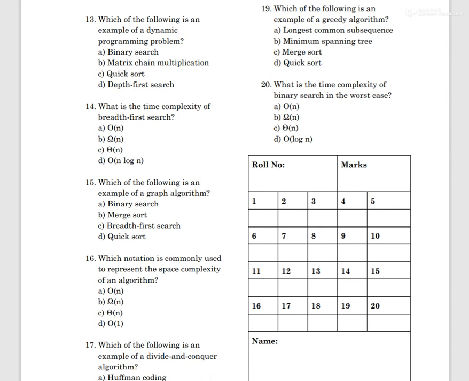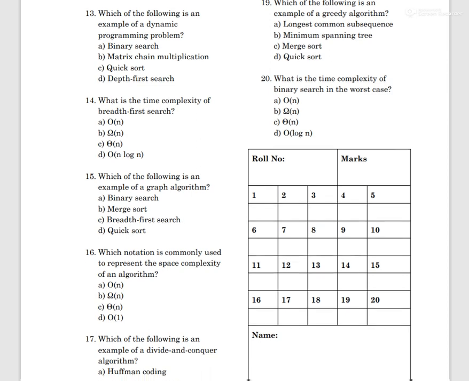Question 16th. Which notation is commonly used to represent the space complexity of an algorithm? The space complexity of an algorithm can be easily represented using order of 1. So here the correct option is option D.